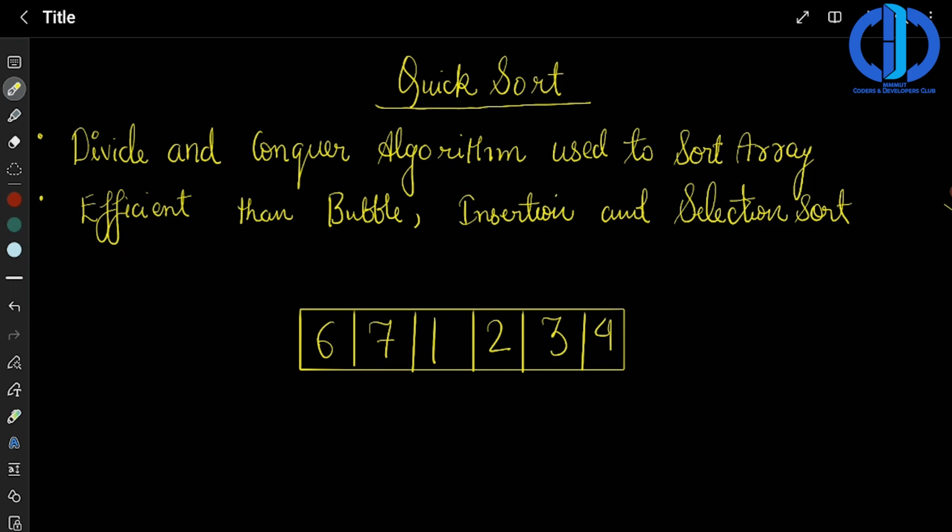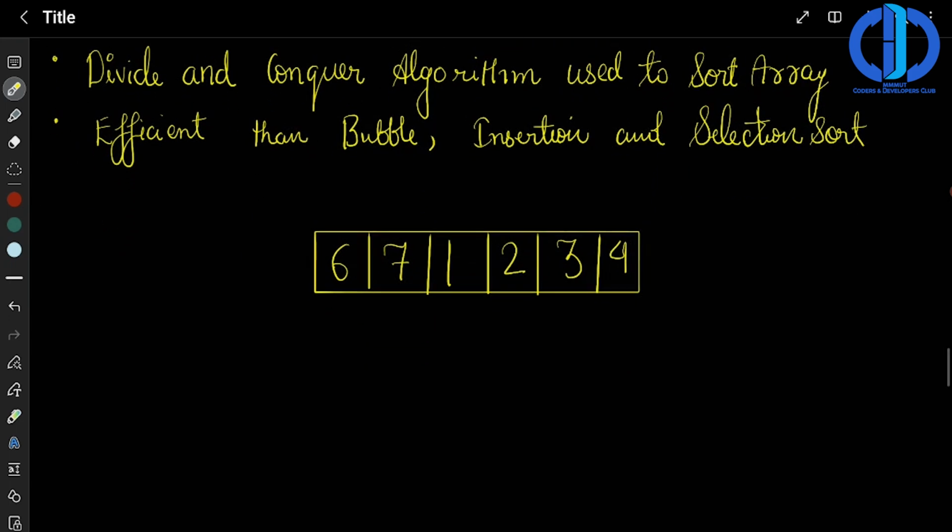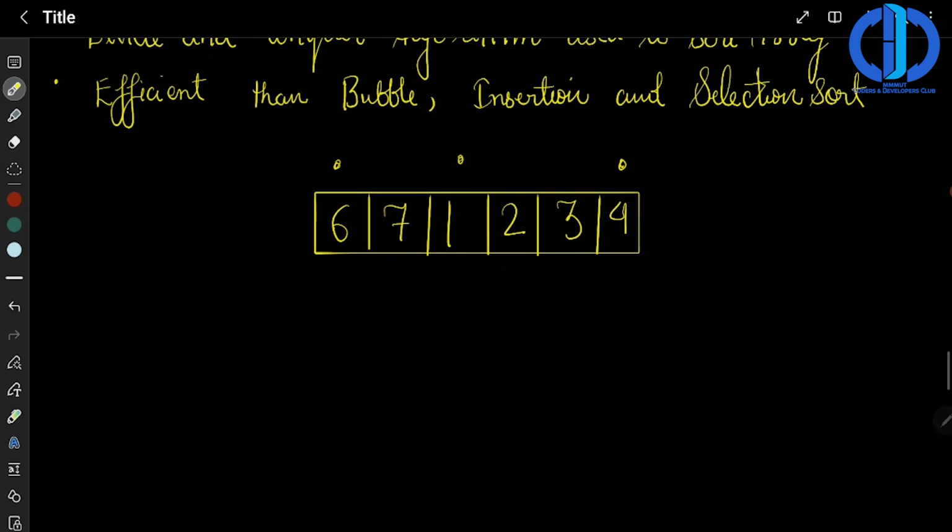What we do in the quicksort algorithm is, first of all, choose a pivot. We can choose any element of the array as the pivot. It could be the first element, the last, the middle, or even a random one. There is no specific rule to choose the pivot. So let's say we choose the first element as the pivot.